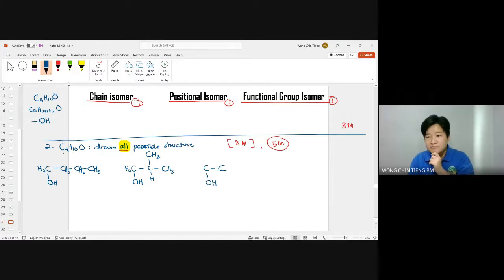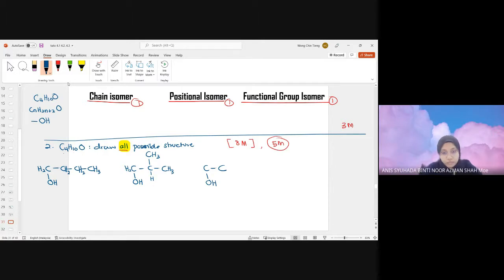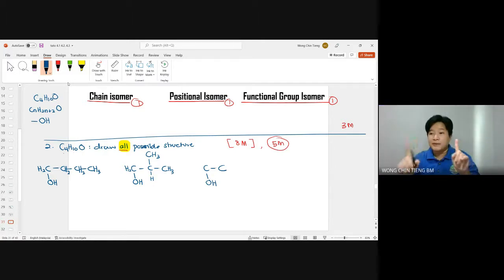Boleh tak? No. Ingat tak saya cakap, kita tak boleh letak carbon kat carbon tepi. So, bila rantai adalah 2 carbon, dua carbon tu dikira sebagai carbon last. So, tak boleh lah. We cannot move already. So, when you cannot move for the chain isomer already, that means we are done for the chain isomer. Nampak? Then we move on to the positional.